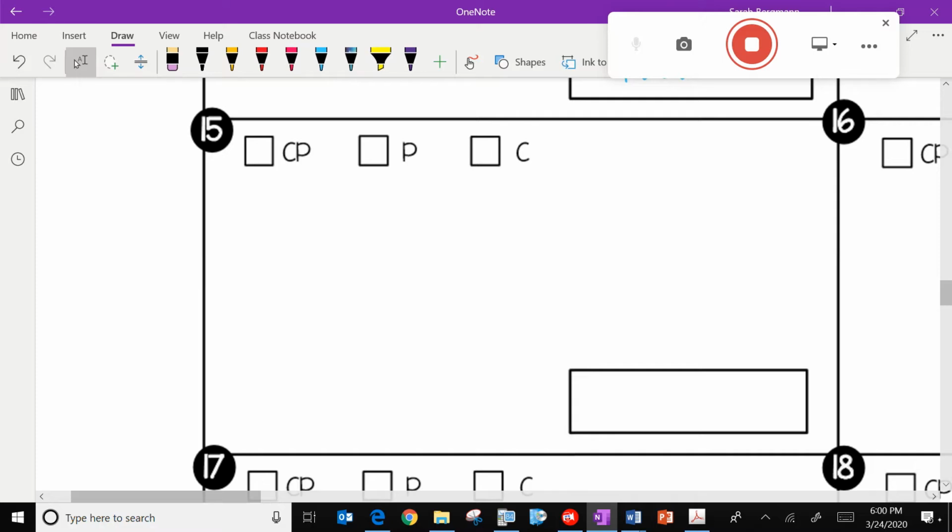Number 15, how many different 10-letter arrangements can be made from the word basketball?